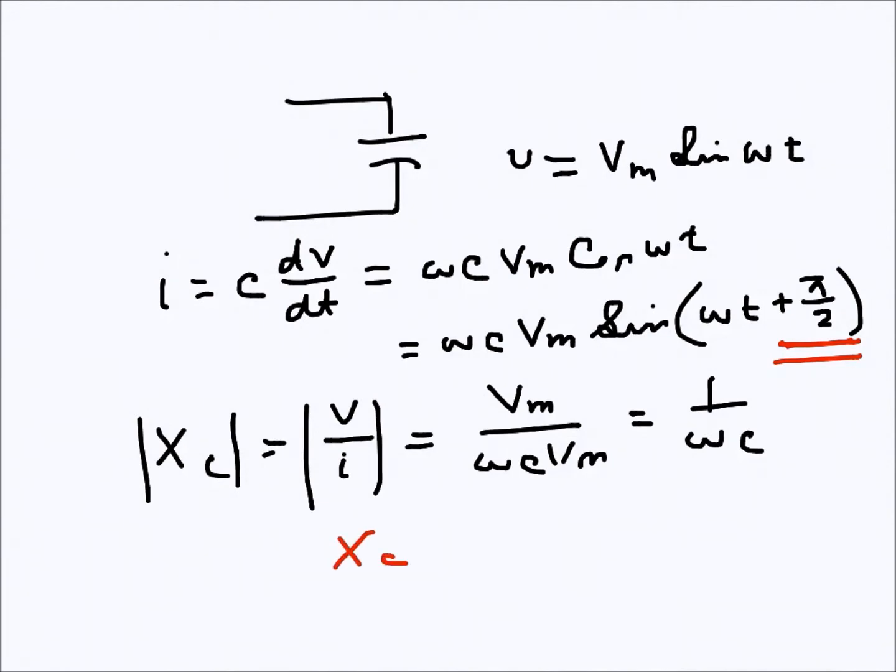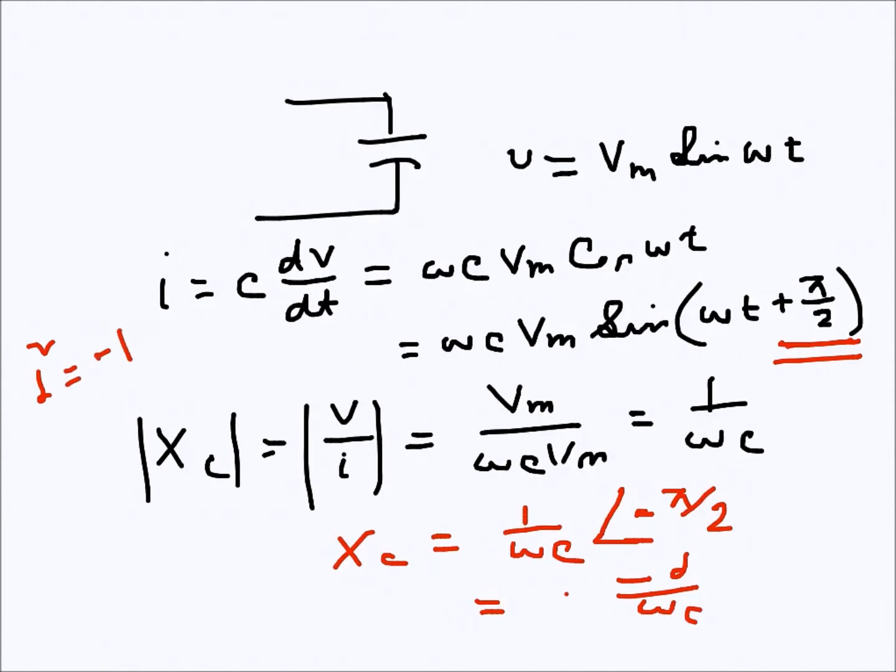So the reactance basically is 1 over ωC. If I write in polar form, this is at minus π/2, or in Cartesian form this is minus j over ωC, or since j squared is negative 1, we can multiply both numerator and denominator by j and it becomes 1 over jωC. This shows that with increasing frequency the reactance decreases, and at DC the reactance is infinite, while at a very high frequency the reactance is very low.